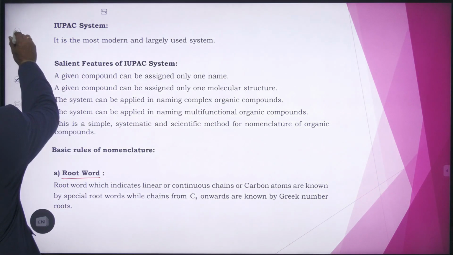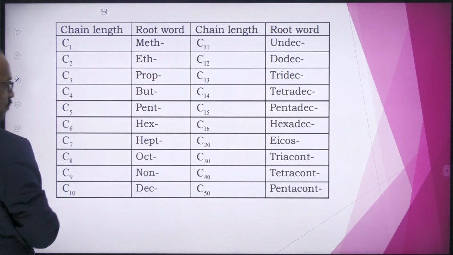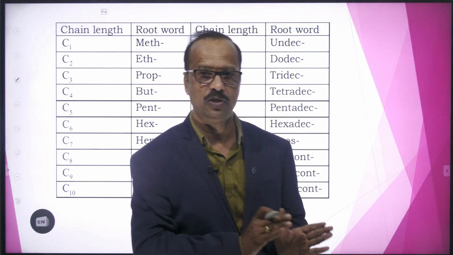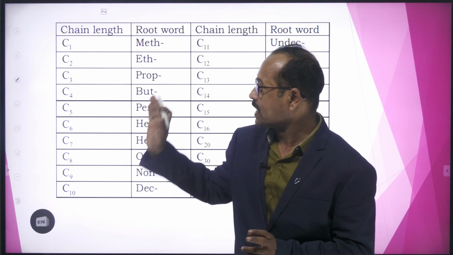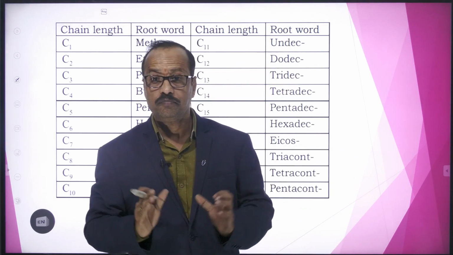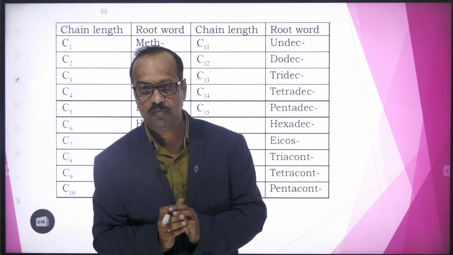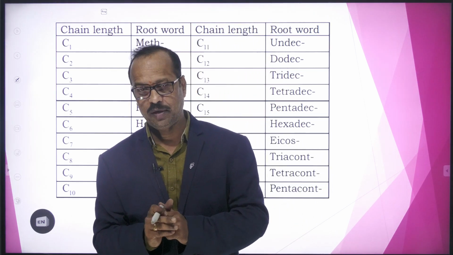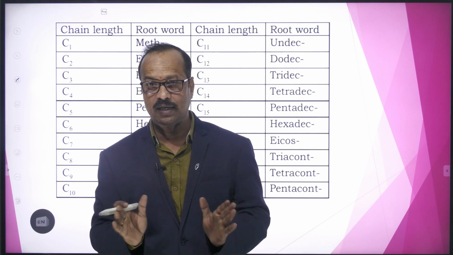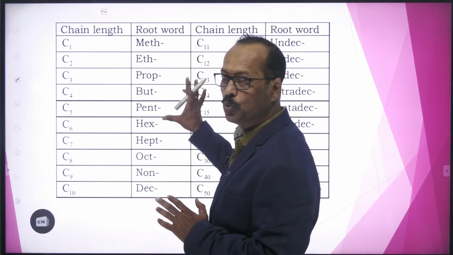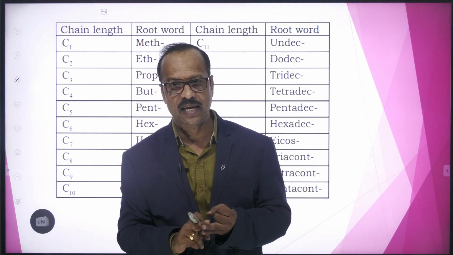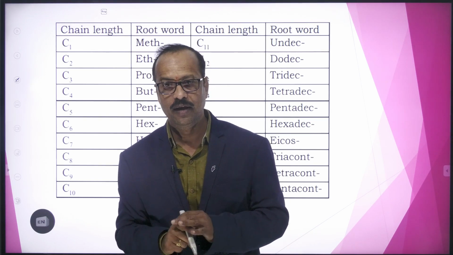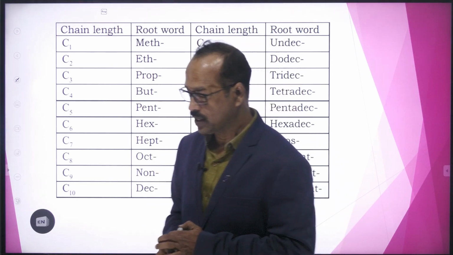So how can we give the root words? One carbon is called meth, 2 is called eth, 3 is called prop, 4 is called but, 5 is called pent, and so on. I explained how to give names for simple hydrocarbons, and I also gave you homework, I remember, right? To write at least 20 names for alkanes, alkenes and alkynes. Have you done this homework? If you have, that's great.